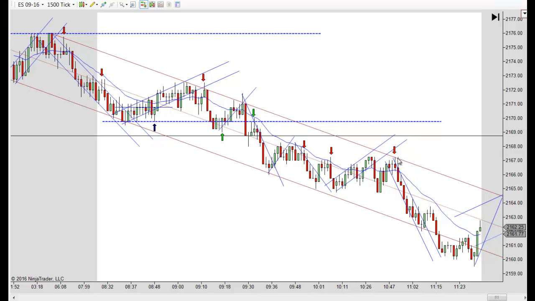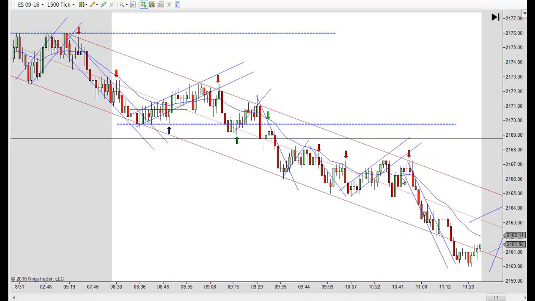But look what happens when it gets to that key entry point. Boom, the bottom falls out of it. That's where your good trades are going to be. But anyway, back to the next trade.